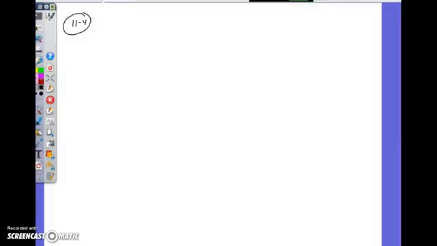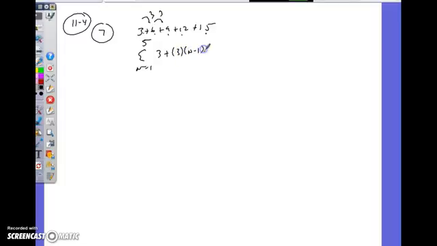All right, let's do a couple of problems from 11.4. Let's try 7. 3 plus 6 plus 9 plus 12 plus 15. Sigma n equals 1, 1, 2, 3, 4, 5 terms. Love it. It's going up by 3 each time, so that's going to be arithmetic. Arithmetic means first term plus the difference, which is 3 times n minus 1. And I'm done with the first one. That's 7. Let's look at 9.